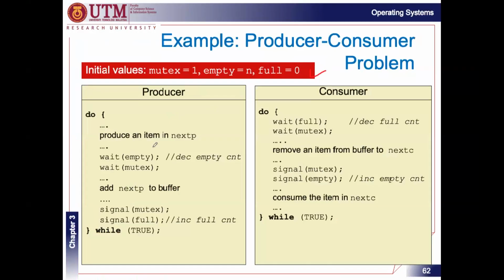Okay, produce the item and wait empty and mutex here. Produce first, and then add the item to the buffer, and then signal. So they need to have this, okay. After that, consume. Consume also, as you can see, wait for full, then wait mutex, and remove an item from the buffer, of course. And then signal mutex, and then signal empty, and then back to the consume.